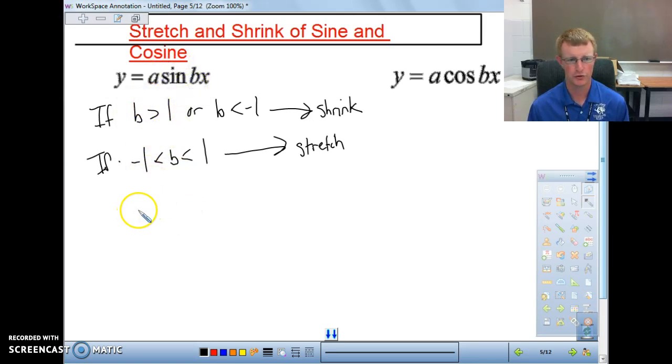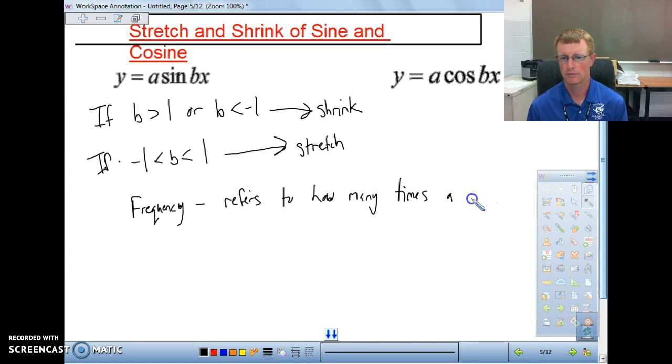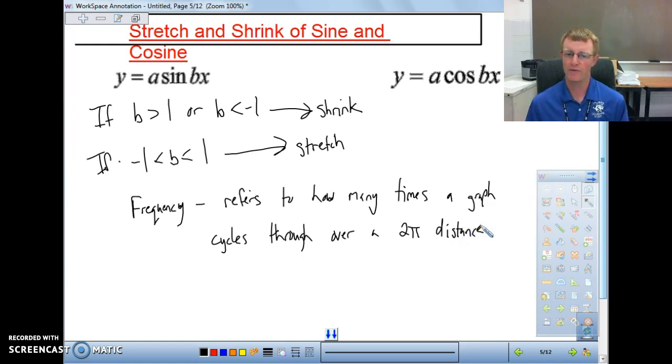Now, what does B refer to? B is referring to the frequency of your graph. So anytime you see B, that's the frequency. Frequency refers to how many times a graph cycles through over a 2 pi distance. In other words, if we had a graph and we went from 0 to 2 pi, and again, you'll see this as we start graphing. If this is 2 pi and this is 0, the frequency would tell us how many times our sine and cosine curve would make a cycle in between 0 and 2 pi. And you will see how this works in a little bit here.